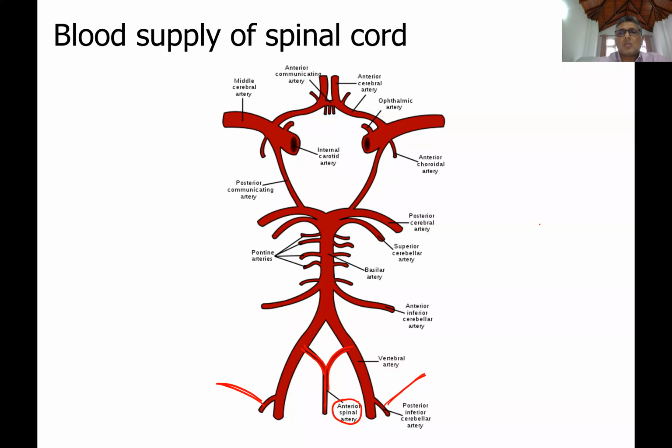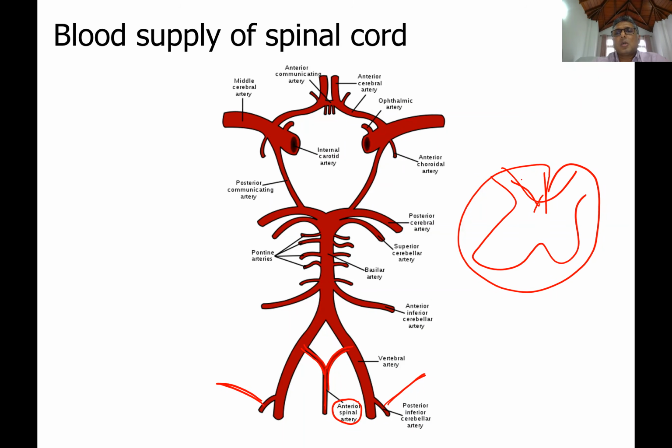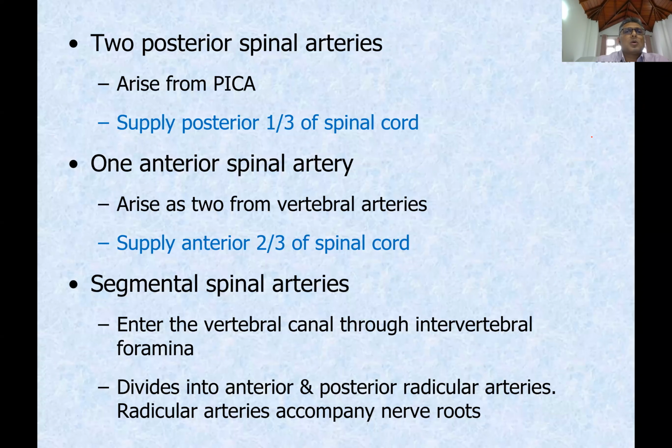So then you take the spinal cord. If this is your spinal cord, you get it like this. You get one anterior spinal artery and two posterior spinal arteries. The two posterior spinal arteries arise from the posterior inferior cerebellar artery, as I said before, and even though there are two arteries, the area supplied by them is much smaller compared to the area supplied by the anterior spinal artery. It's only one third of the spinal cord. I should have kept the diagram.